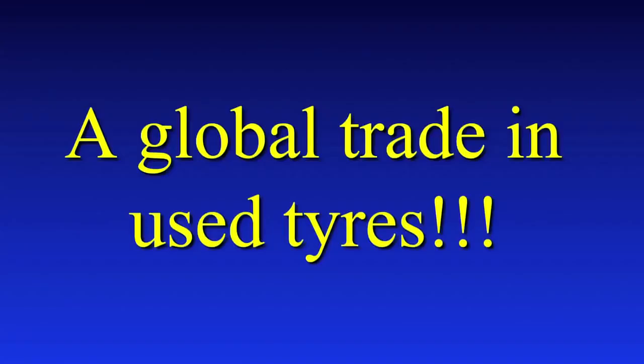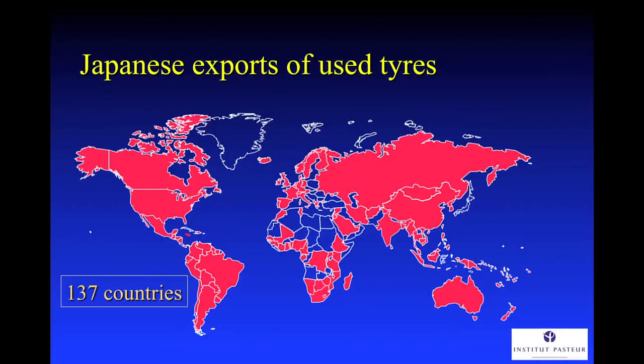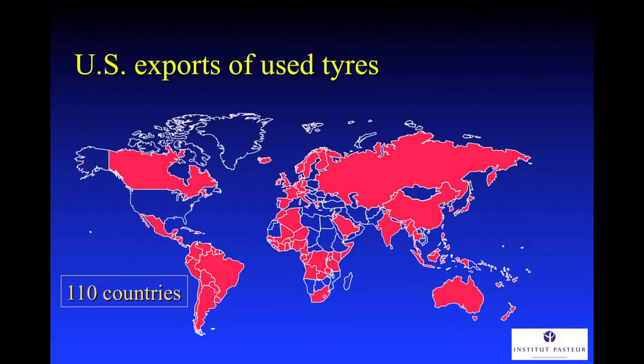But in the end, I went to the documentation of the export. Import-export, I forgot what it's called, Department of Trade. And sure enough, there was an incredible global trade in used tires. The Japanese were exporting at that time to 137 countries, probably a lot more now. The US was exporting to many countries as well, and importing from many.